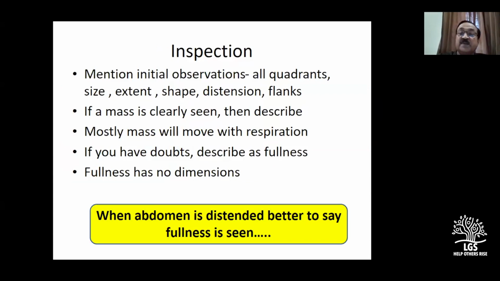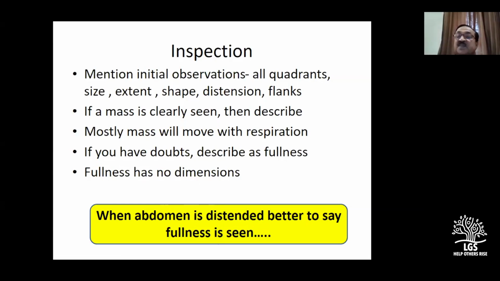So you have now kept in mind your case. You have taken the history, and you have now started examining, and you are doing the inspection now. Like any other inspection, is it not? I have mentioned to you very many times, when the abdomen is distended, better to say fullness is seen rather than mass. Remember, always fullness has no dimension. If you commit and say there is a mass, examiners expect you to talk about location, size, shape, surface, all that details.